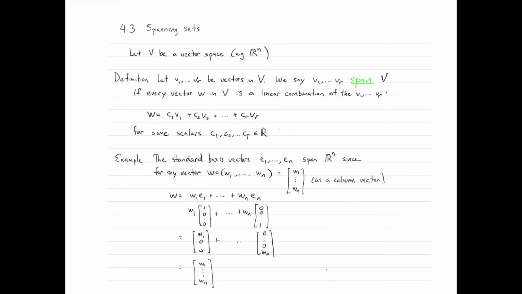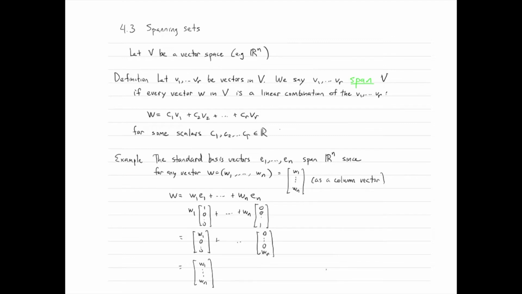We say that V1 up through Vr span V if every vector W in the vector space is a linear combination of those given vectors. So again, linear combination means that W can be written as some combination C1v1 plus C2v2 plus on and on, CRVR, for some scalars or numbers C1 through CR that depend on W.